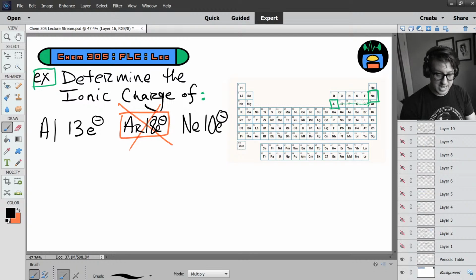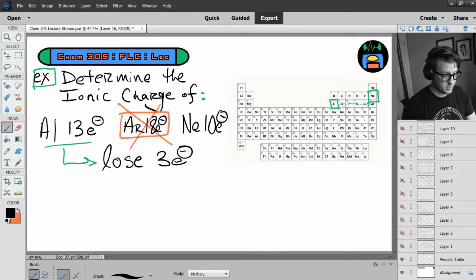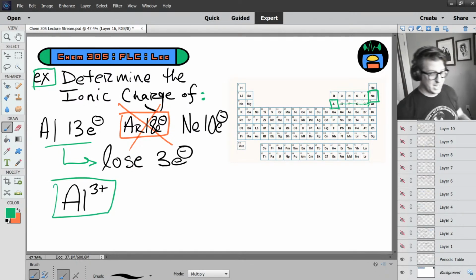Because neon is the closest noble gas to aluminum, that means that aluminum, to become stable like neon, needs to lose 3 electrons. So it will pick up a charge. If it's lost 3 negatives, it will have a remaining charge of positive 3. All right, and that is the worst one I can dish out as far as these examples go. Cool?